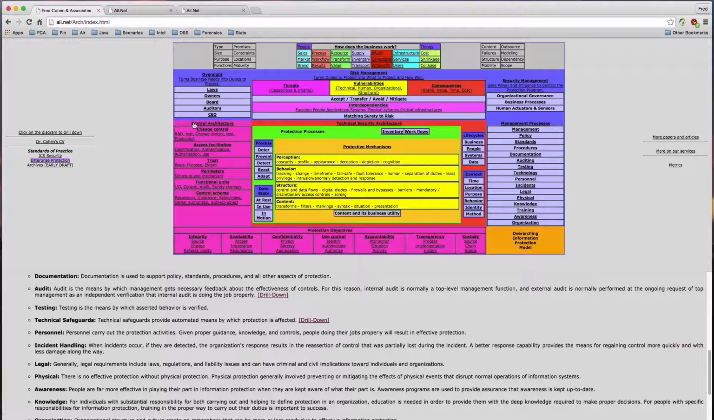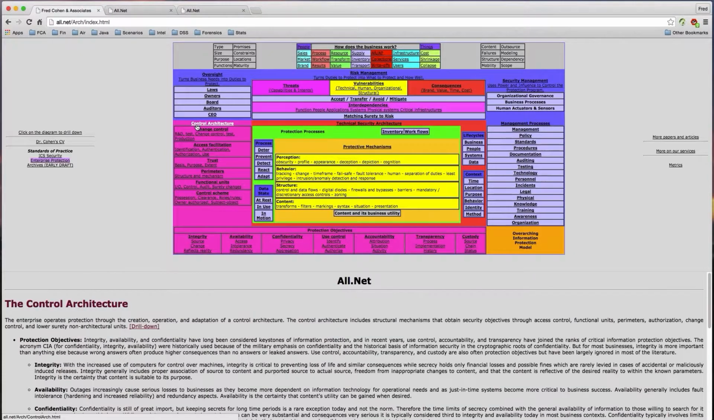Next, it addresses what's the control architecture. This is something that many people in the protection arena don't take into account very well. It starts with protection objectives: integrity, availability, confidentiality, use, control, accountability, transparency, and custody are the ones that we're using. It also addresses your control scheme, your functional units, how your perimeter mechanisms work, the basis of trust, access facilitation. That's how you make sure things get done, as well as, that's part of the protection function, assuring availability and utility. And then the change control process.